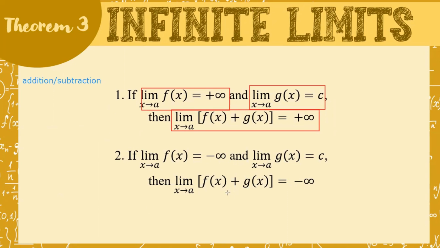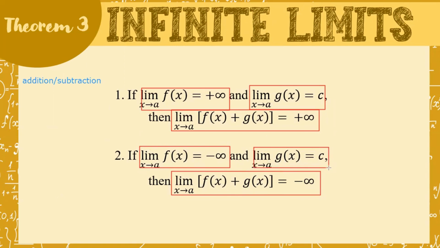Next, magiging negative infinity lang yung limit of f of x plus g of x as x approaches a if the limit of f of x is negative infinity and the limit of g of x is equal to c. Okay, I forgot something here.